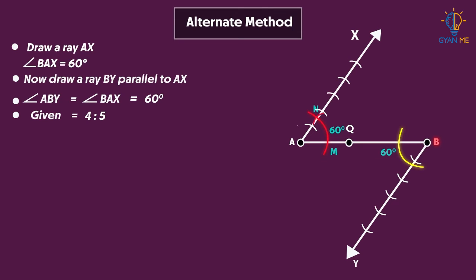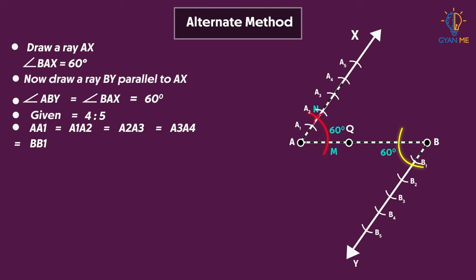Thus, mark A1, A2, A3, A4 and A5 on AX with the help of a compass. And similarly, mark B1, B2, B3, B4, B5 on BY with the same radius, such that AA1 is equal to A1A2 is equal to A2A3 is equal to A3A4 is equal to A4A5, and BB1 is equal to B1B2 equal to B2B3 equal to B3B4, which is equal to B4B5.